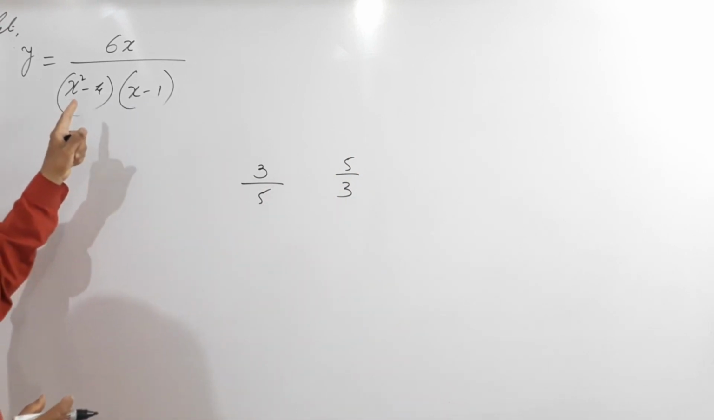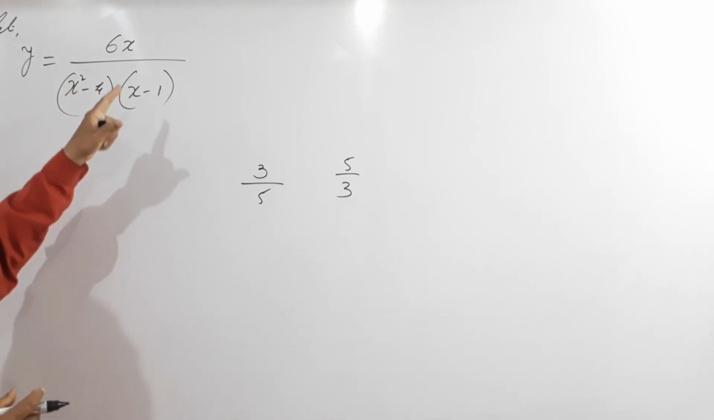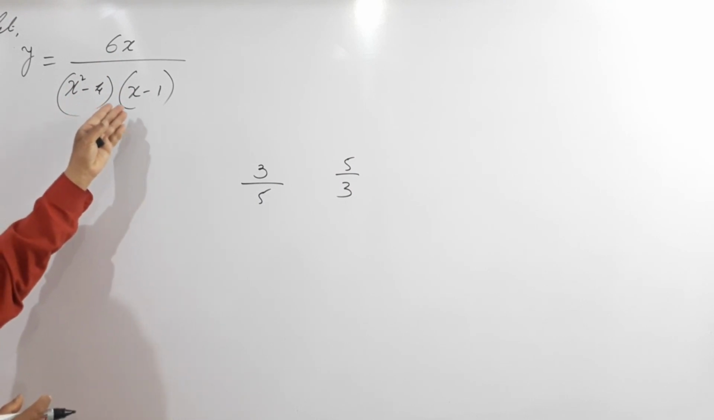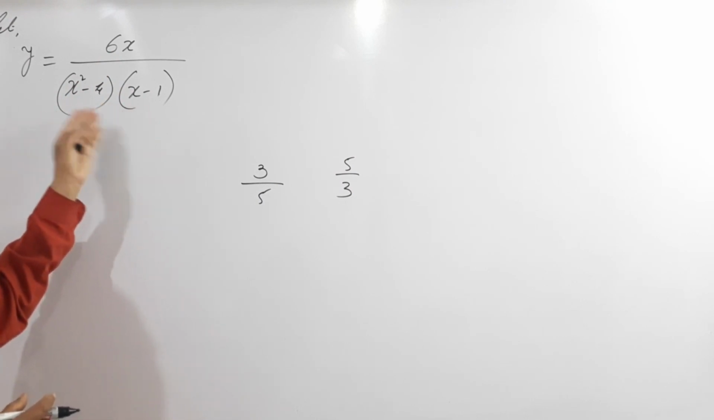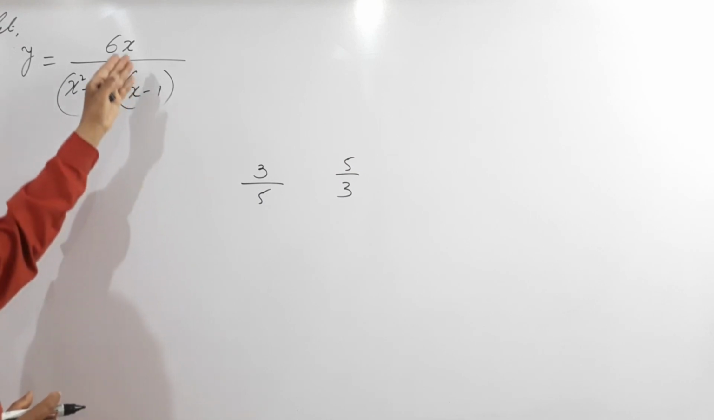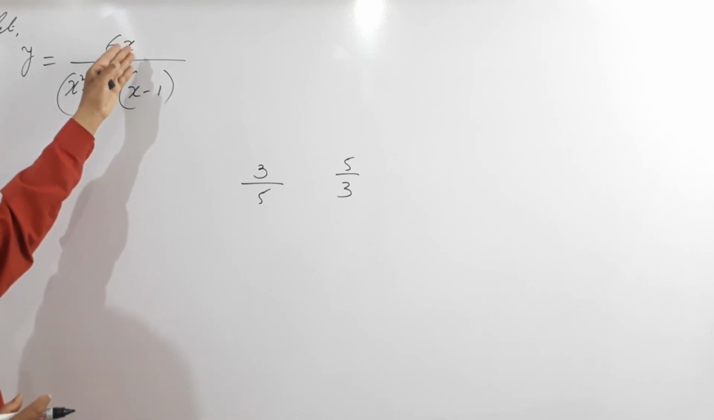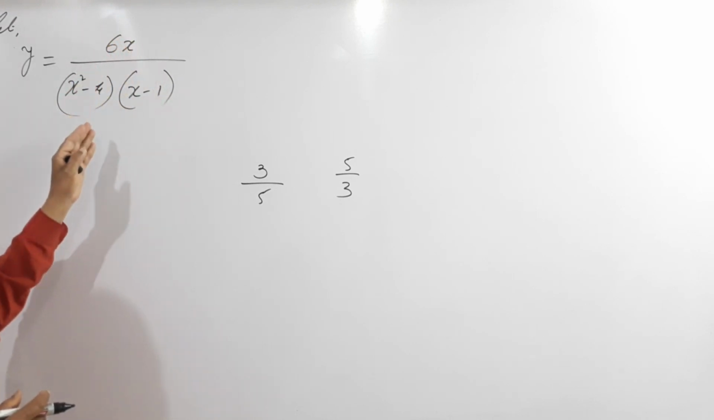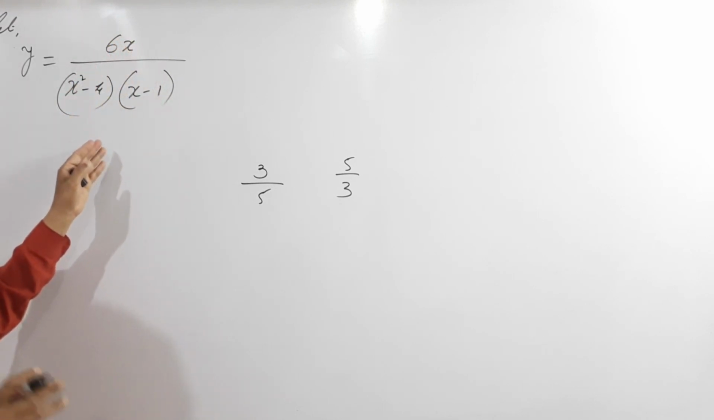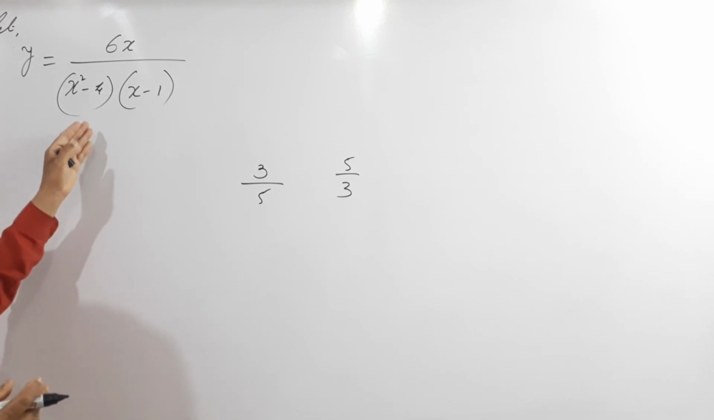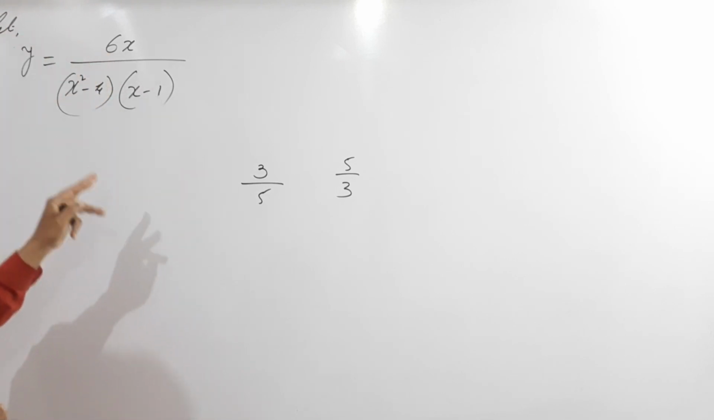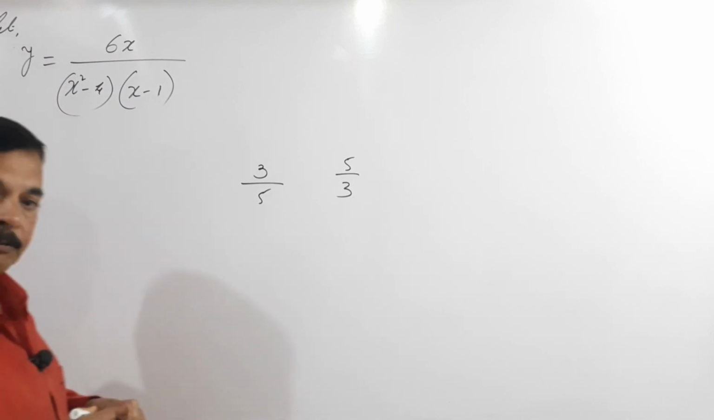Likewise, here too it is a proper fraction. Look at the degree in the denominator, x square minus 4 into x minus 1. If you multiply all this, it becomes x cube. In the numerator you have 6x. So the degree of the numerator is less than the degree of the denominator. On the other hand, the degree of the denominator is much higher than that of the numerator. As such, this is a proper fraction.